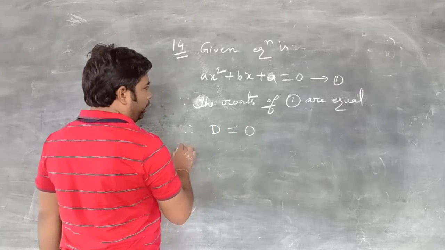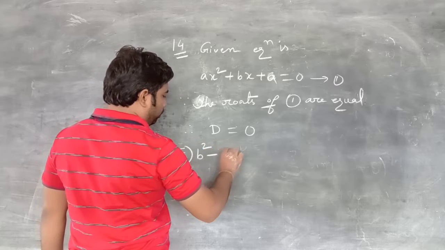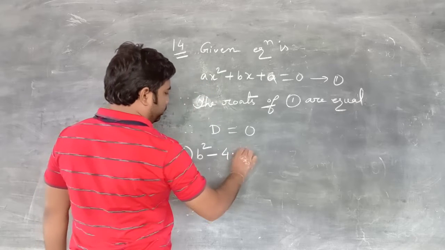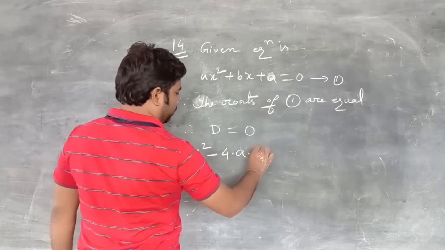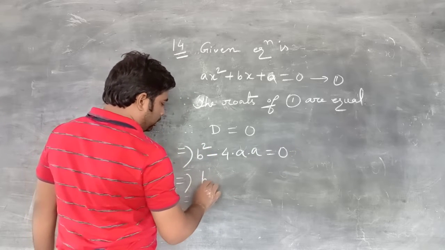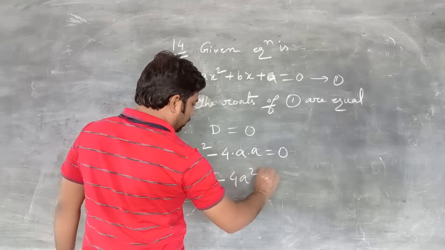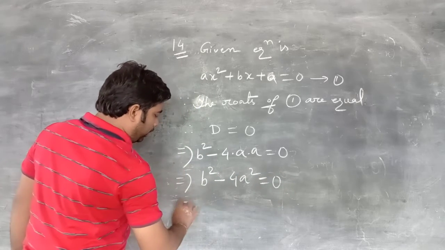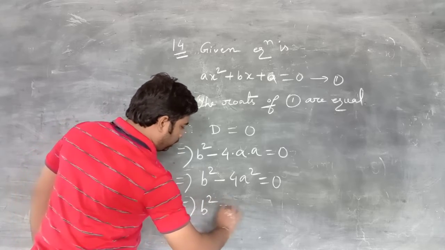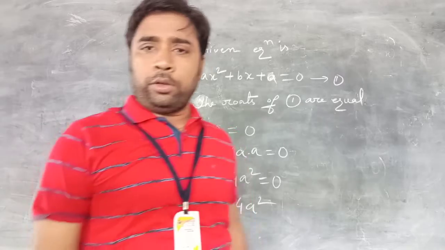So what is the value of b? b square minus 4a into a equal to 0. b square minus 4a square equal to 0. So what is the value of b square? It is equal to 4a square. So this is the value: b square equal to 4a square.